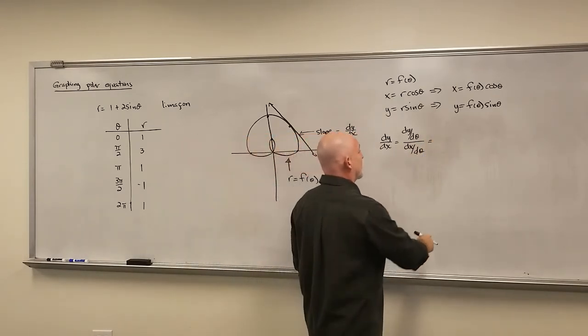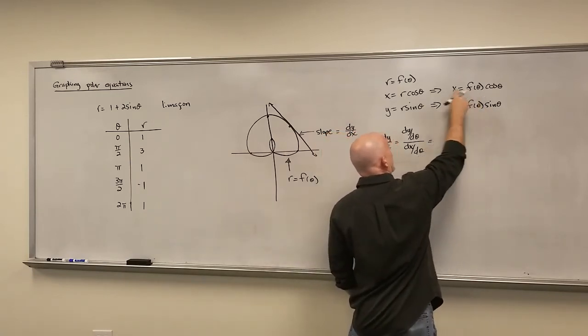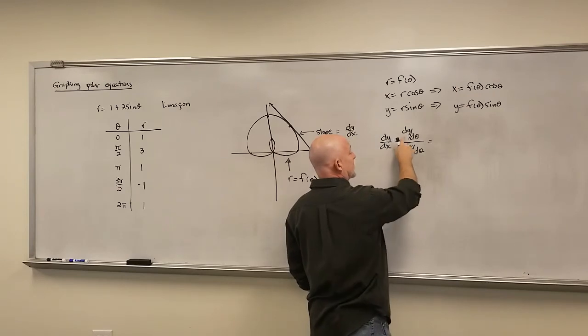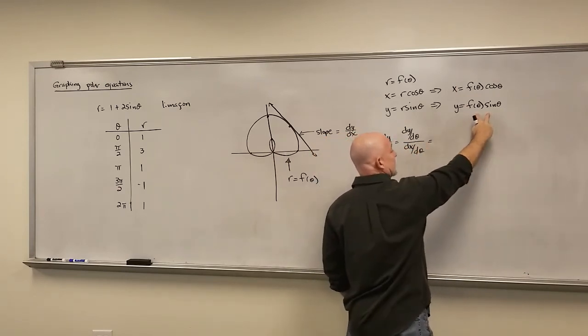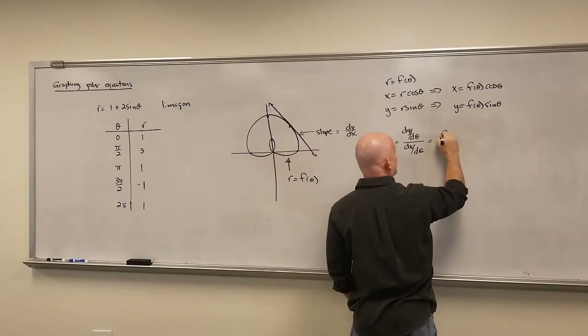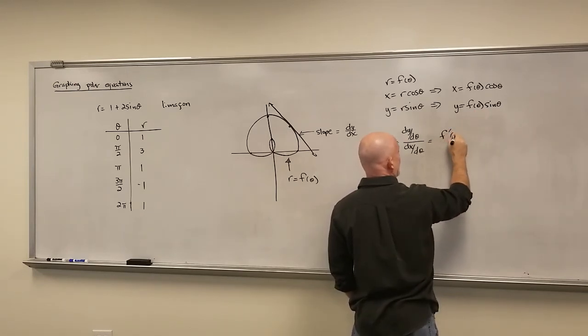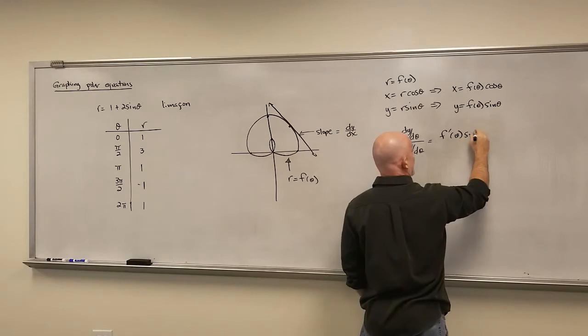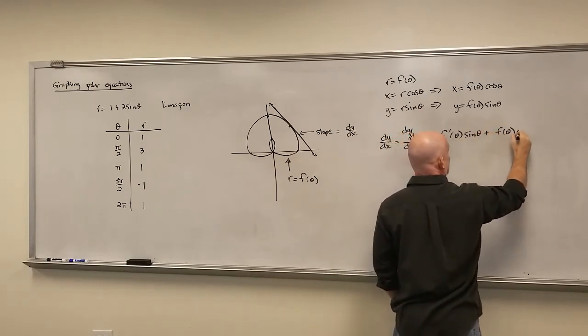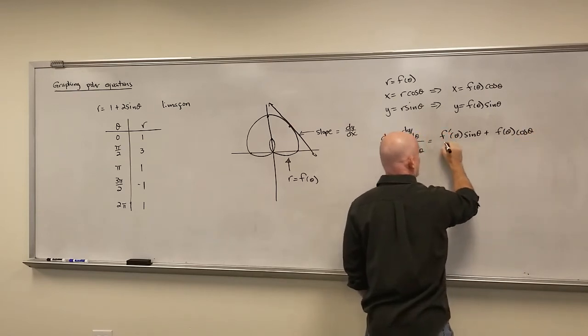It's going to be a little bit messy since we don't actually know what this is. Now, if we knew what the function is, we would just put it there and actually find the derivative. So dy/d theta. If we're going to take the derivative of this, we're going to have to use our product rule. Since I don't know what f is, I'm just going to write f prime of theta sine theta plus f of theta cosine theta. That's the product rule on the top.